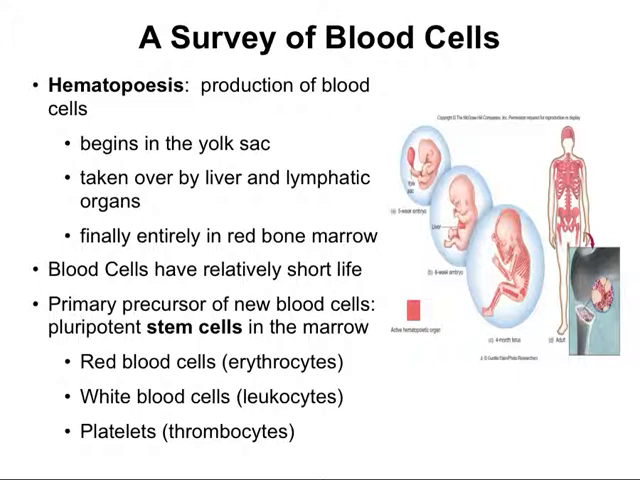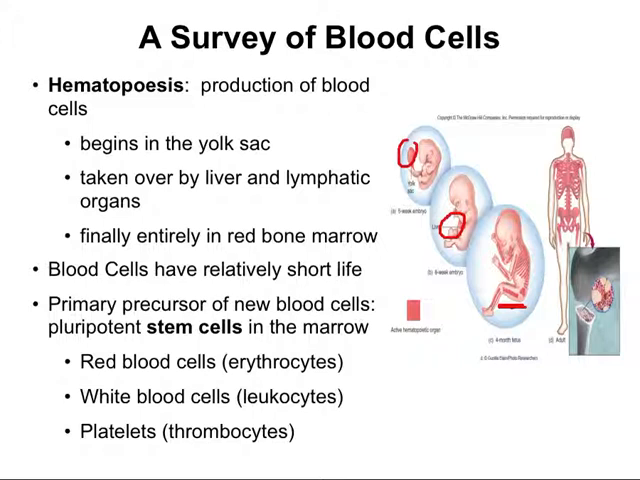The production of red blood cells is termed hematopoiesis. It begins very early on in development in the yolk sac of the embryo. And red blood cell production continues throughout development, but is taken over by the liver and the lymphatic organs. And finally, we see that red blood cells are produced entirely in the red bone marrow. The active sites for hematopoiesis gradually recede as the baby develops.